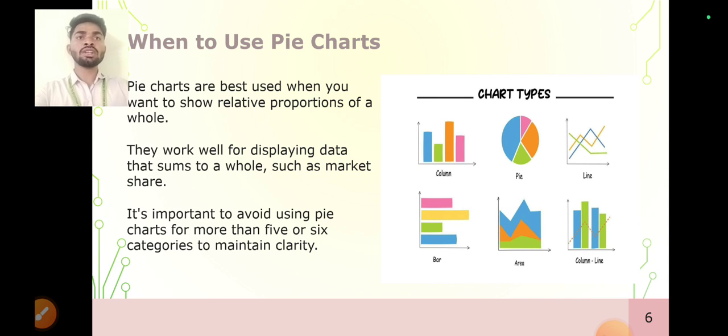When to use pie charts? Pie charts are best used when you want to show relative proportions of a whole. They work well for displaying data that sums to a whole, such as market share. It is important to avoid using pie charts for more than 5 or 6 categories so that they are maintained clearly.